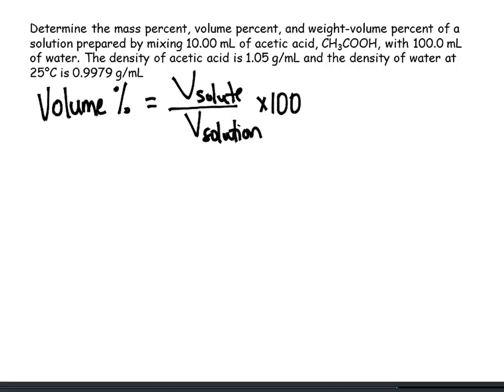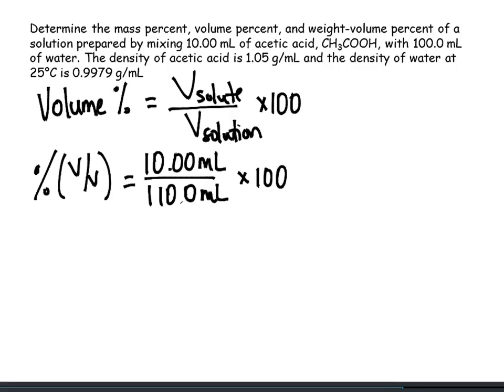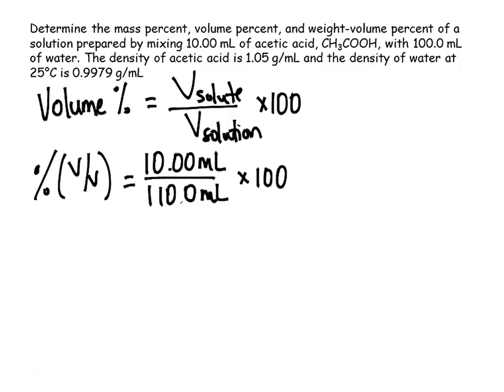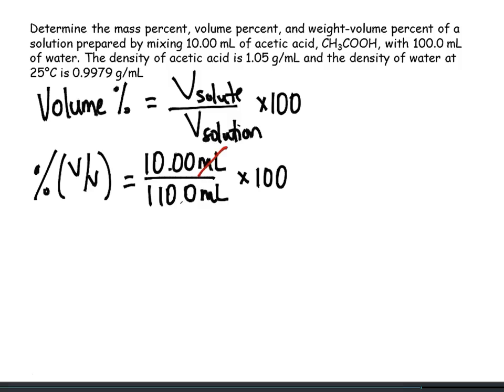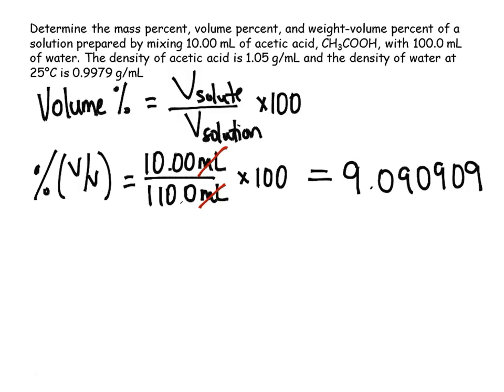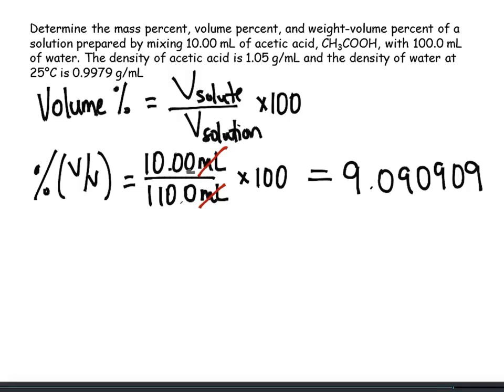Volume percent is the volume of the solute divided by the volume of the solution, the total, times 100. This should be easier because it's simply the volumes that were given. The numerator is 10, the denominator is the sum of those two volumes, 110.0 milliliters. The numerator has 4 significant figures, the denominator has 4 significant figures, which means my answer should have 4 as well, because the number 100 is exact and does not influence my significant figures.